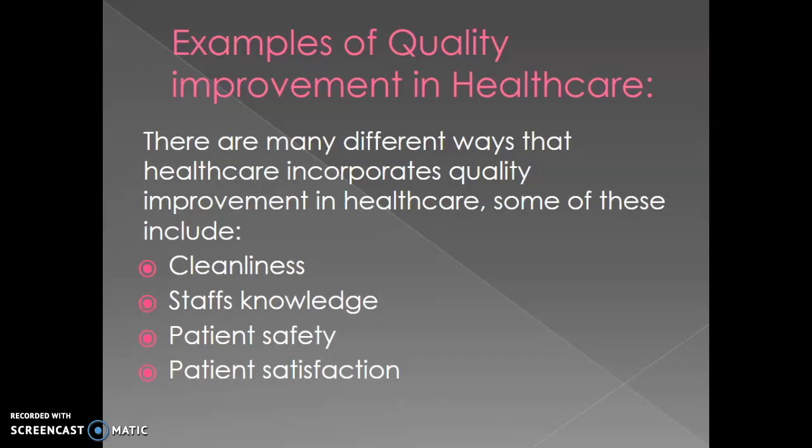And here at Shapiro, we're really going to try to focus in on a few things. We're going to take just two different things of quality, work on that, get our numbers up, and then move on to what our next project would be. There are many different ways that healthcare incorporates quality improvement, so we want to make sure that we're constantly evolving and checking our numbers and checking what we can do to make things different.